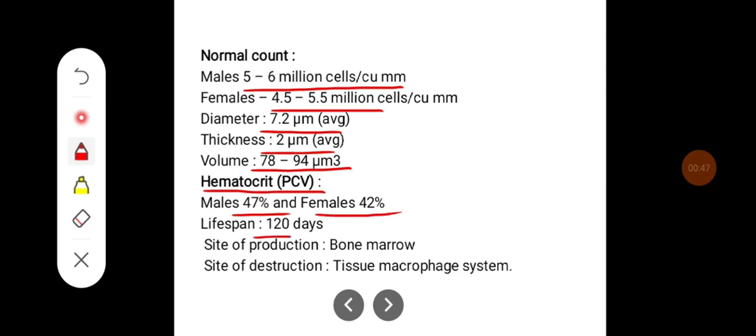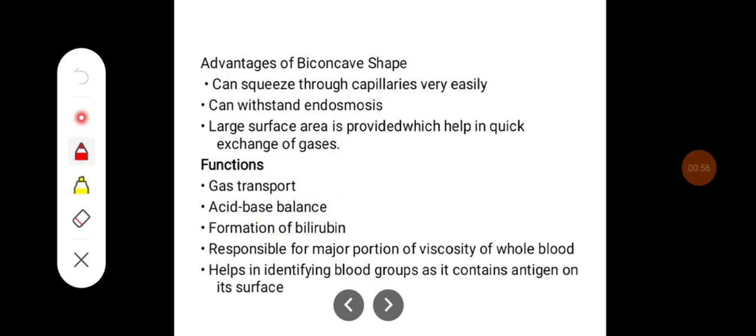Lifespan of RBC is around 120 days, and the site of production of RBC is bone marrow, and the site of destruction is usually the tissue macrophage system.